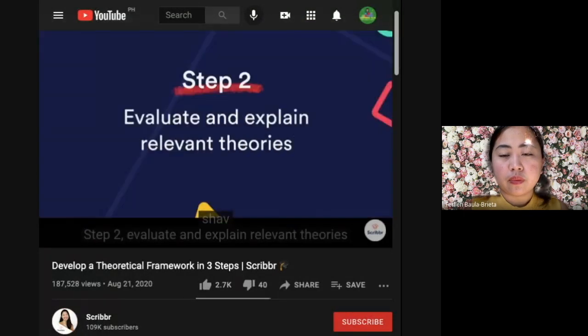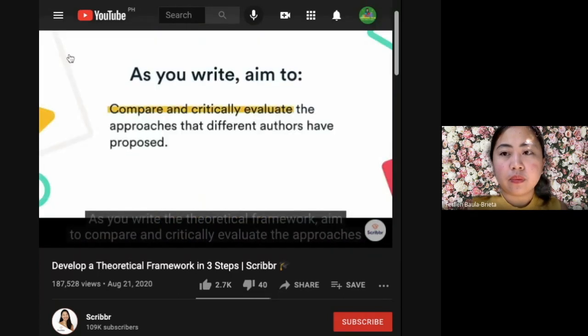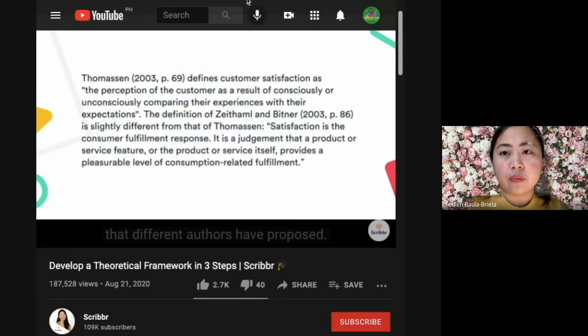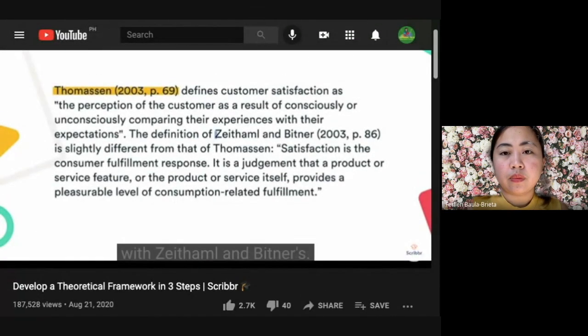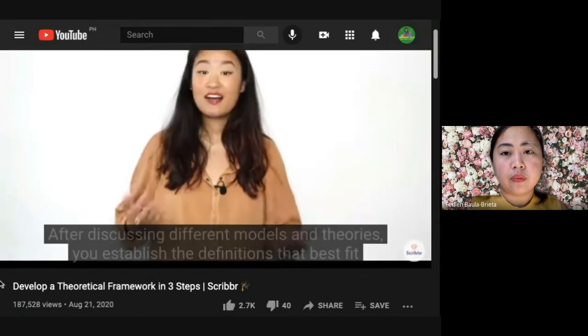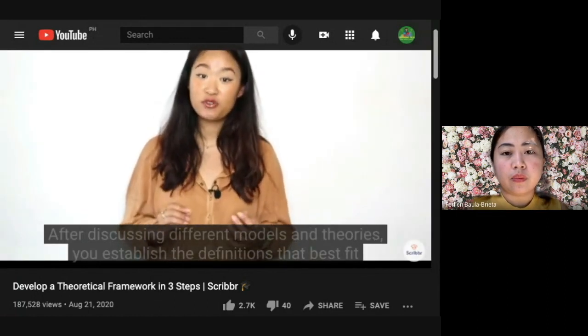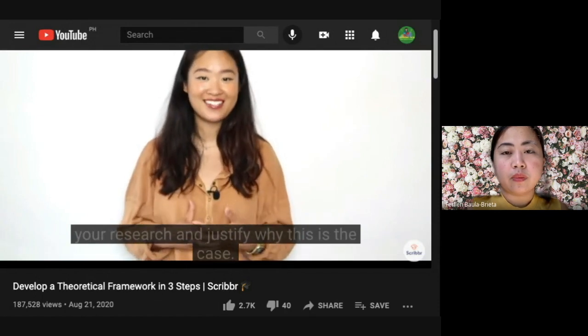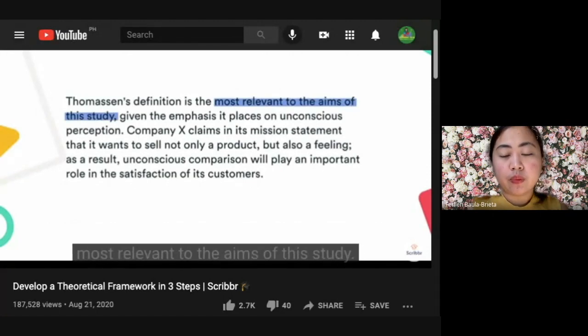Step 2. Evaluate and explain relevant theories. As you write the theoretical framework, aim to compare and critically evaluate the approaches that different authors have proposed. In this example here, we compare Thomason's definition of customer satisfaction with Saitomo and Bittner's. After discussing different models and theories, you establish the definitions that best fit your research and justify why this is the case. So in our case, we explained why we went for Thomason's definition, because it's the most relevant to the aims of the study.